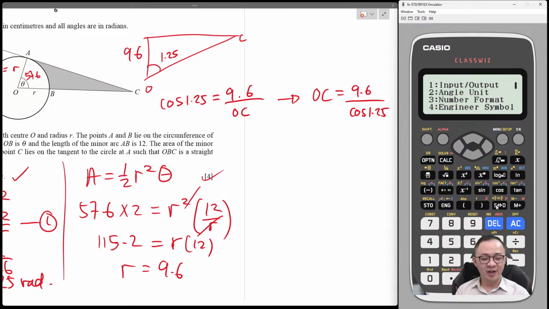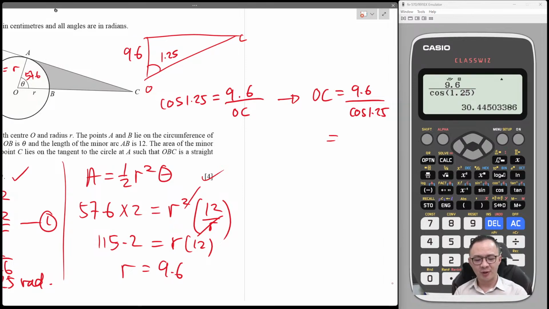Calculator, make sure in radian. Angle unit need to change to radian. So 9.6 divided by cos 1.25. I need to close the bracket. Okay, so it's 30.45 maybe.